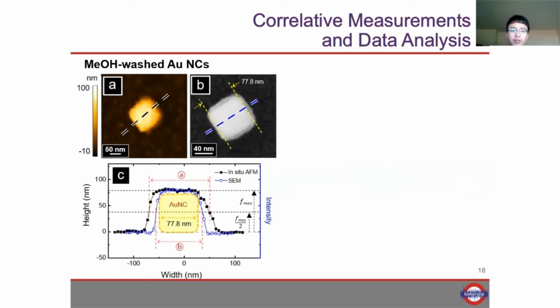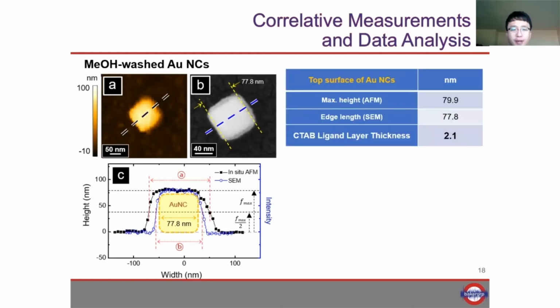So in the comparison of the 3 measurements marked in the circles A and B as a full width at half maximum, a CTAB ligand layer on the surface of a gold nanocube can be quantified specifically. So at first, in this nanocube, the top surface of the gold nanocube was calculated as 2.1 nanometer, which represented the CTAB adsorbate on the hydrated conditions.